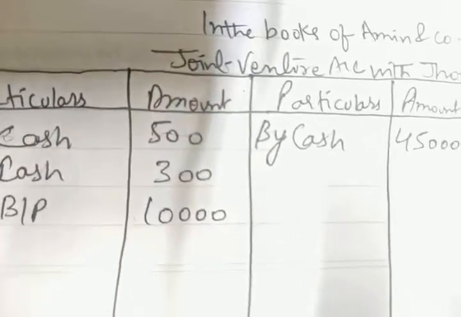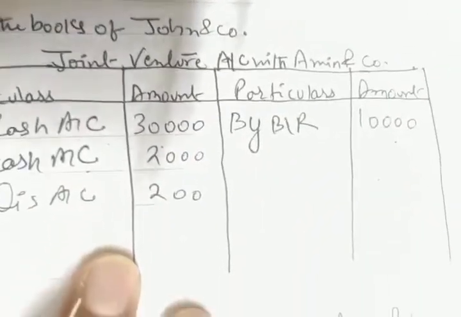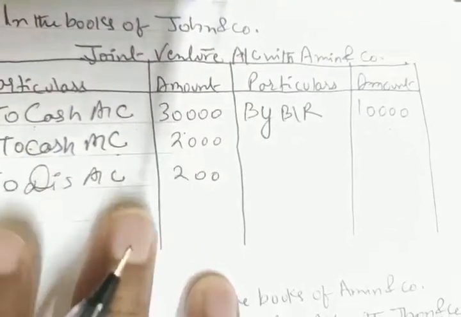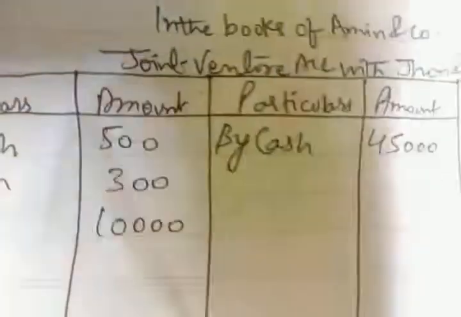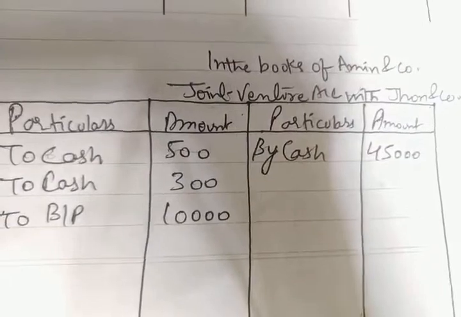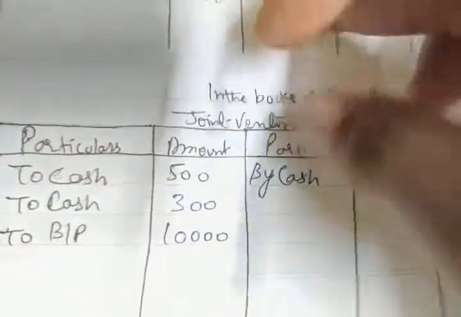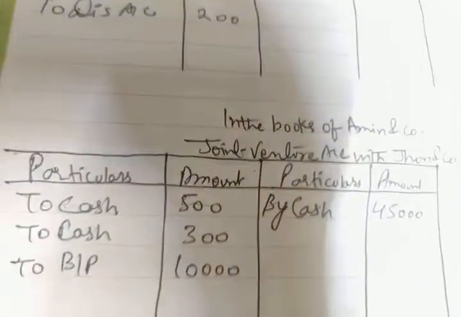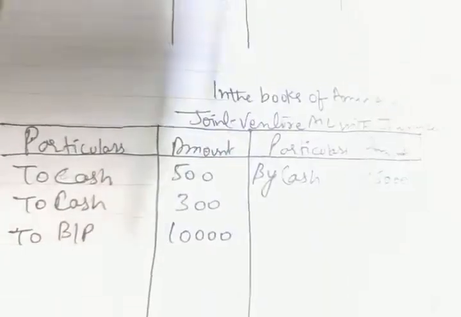Now what they are saying, all whatever information was available, all entries we have done. Whatever goods John has purchased, whatever expenses John has paid, we have made the entry in John and Company's book. Whatever purchases or sales, whatever transactions were done by Amin and Company, that also we have entered in the books of Amin and Company. Now, with the help of both joint venture accounts, we have to prepare the memorandum account. Okay, so let's move towards that.